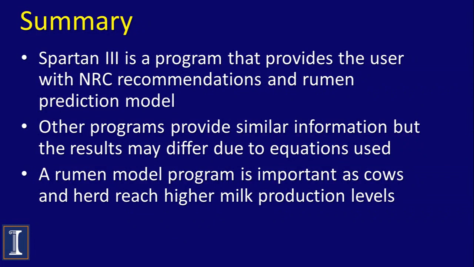So in summary, Spartan3 is a new program that provides users new information using NRC recommendations 2001 and a rumen prediction model. As I mentioned earlier, other programs can provide the same information. Be aware, though, that their answers may be slightly different, and you have to get used to this ration. You'll do some playing with that to see what it fits. So you may want to feed a little extra protein based on how your cows respond to these numbers or a difference in amino acid profile at this point. And finally, I feel a rumen model program is critical, very important as cows and herds reach higher levels of milk production, and certainly that's where we're going in the future.